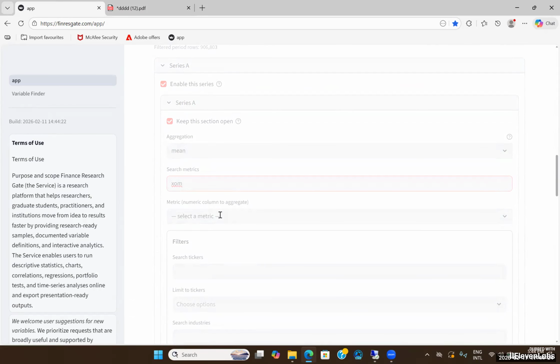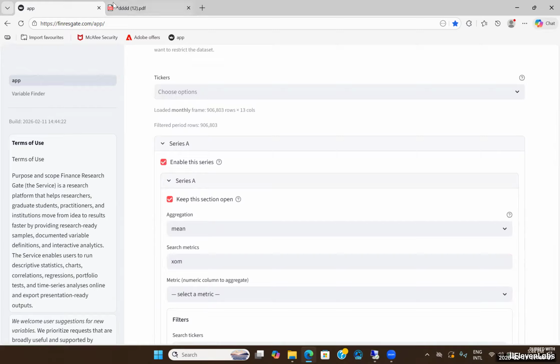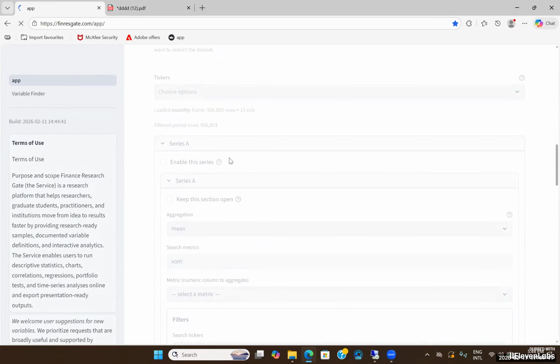So I'm going to pick 2 firms, then build a portfolio based on conditional VaR. Let me quickly refresh the page and do the selection again.